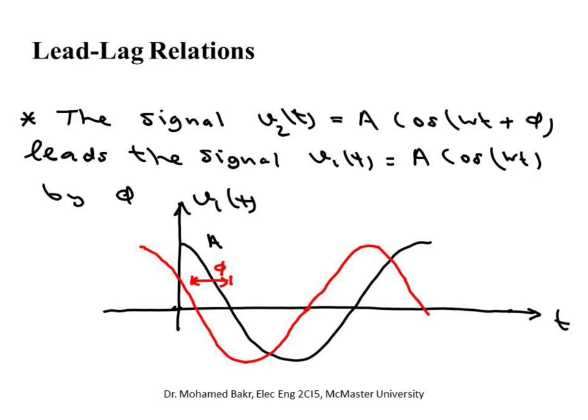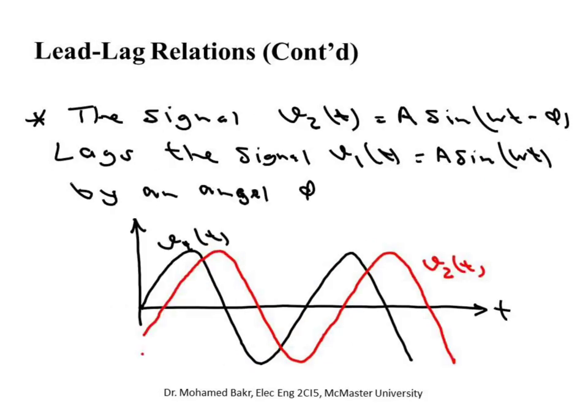It's very important to notice that. These lead and lag relationships are extremely important as we start to discuss phasors. So just keep this in mind. A signal of the form A cosine omega t plus phi leads a signal of the form A cosine omega t by an angle of phi. And you can draw them, of course, and you see that the peak of this red signal will appear before the peak of the black signal by a certain time. So this is why we say that the red signal will lead this black signal.